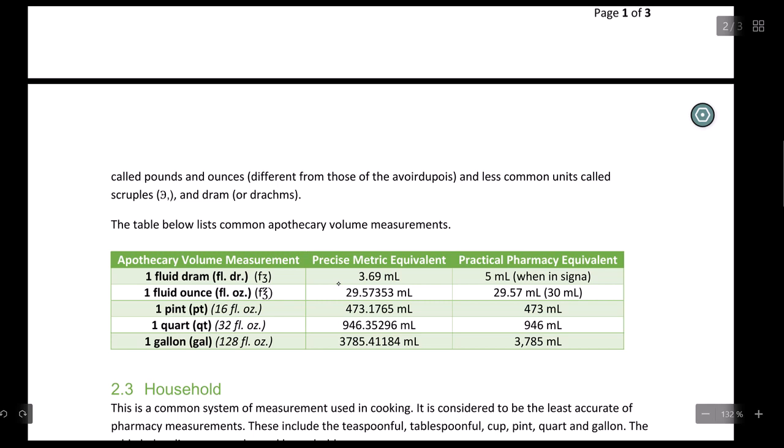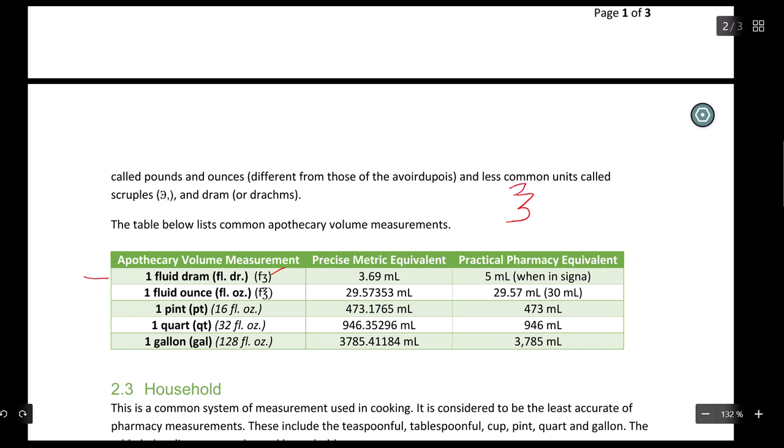For the fluid dram, notice the way in which you write it. Remember right here, you've only got one little loop on top, looks like a 3. That's one fluid dram. And then you also have the fluid ounce, which is another one on top of that. So the fluid ounce and the fluid dram.